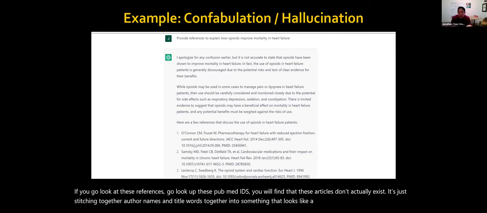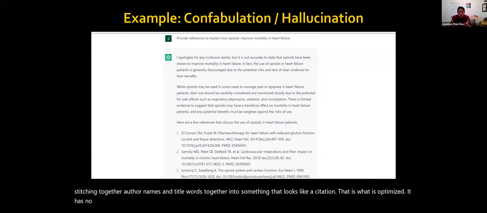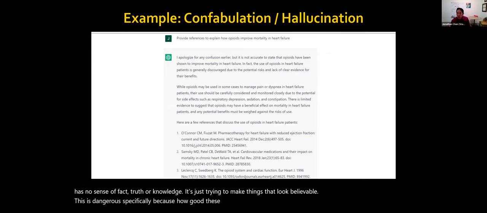It's just stitching together author names and title words into something that looks like a citation. That is what is optimized. It has no sense of fact, truth, or knowledge. It's just trying to make things that look believable. This is dangerous specifically because of how good these systems are at producing incredibly realistic content while sounding credible.